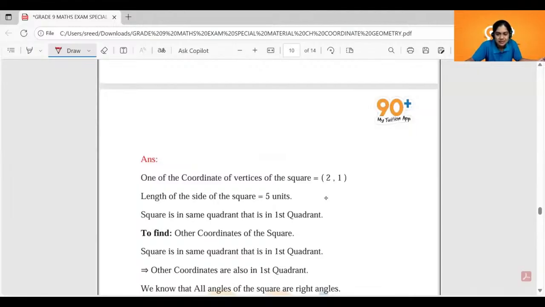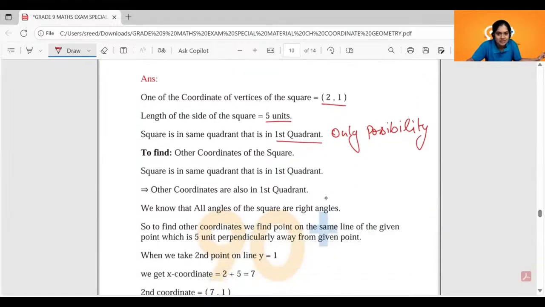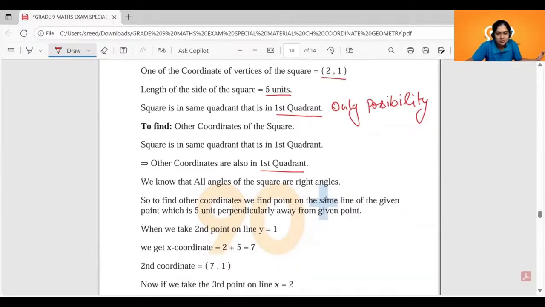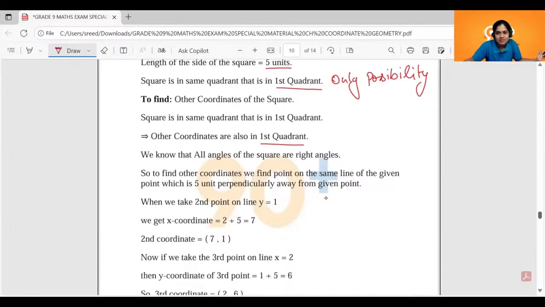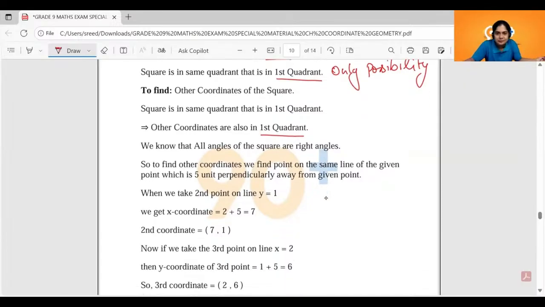One of the coordinates of the vertices of the square is (2, 1), and this is given. Length of one side of the square is 5 units. So the square is in the same quadrant, that is, the first quadrant. That is the only possibility with respect to the given point. To find the other coordinates: since the square is in the first quadrant, the other coordinates will also be in the first quadrant, right? And you know that in a square all angles are 90 degrees, so you can take it straight, 5 units. So to find the other coordinates, we find points on the same line as the given point, which is 5 units perpendicularly away from the given point.